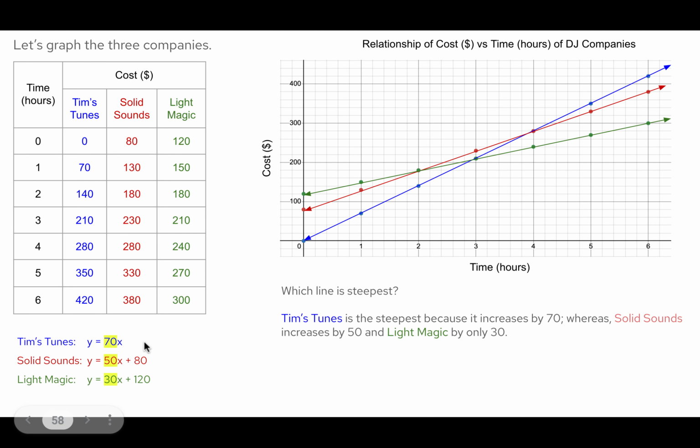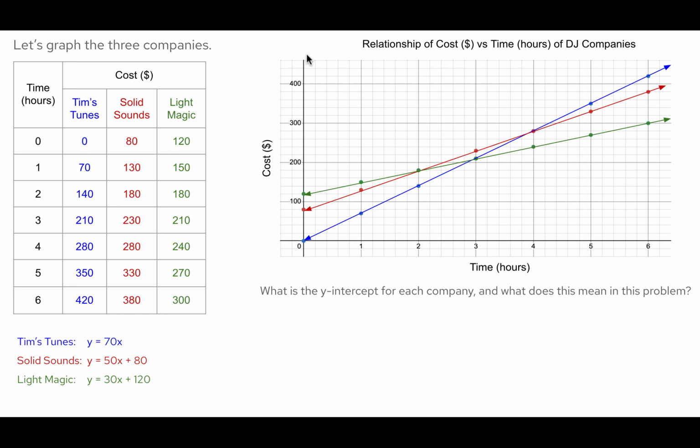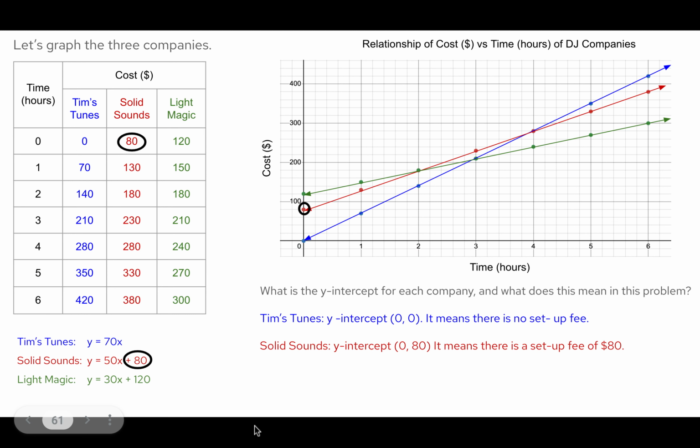When we're looking at the y-intercept for each company, we can see that right here on my graph. You can also see it here in the table. You can also see it in your equation. So for Tim's Tunes, you can see here it's at 0, and that's where it crosses the y-axis. That means there's no setup fee. And notice there is no plus something. And here it is in my graph.